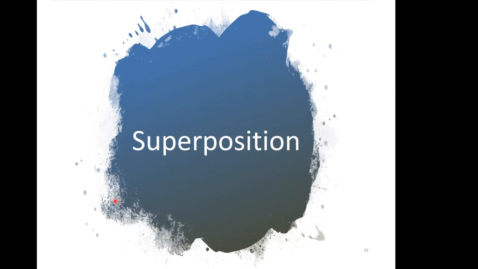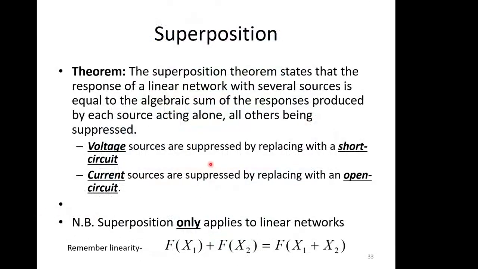Which leads us nicely onto this theory of superposition. So, superposition. The theorem, and I shall leave this with you, we'll stop in a minute. The superposition theorem states that the response of a linear network with several sources is equal to the algebraic sum of the responses produced by each source acting alone, all others being suppressed. And this is very similar to the definition I just gave you for linear networks.